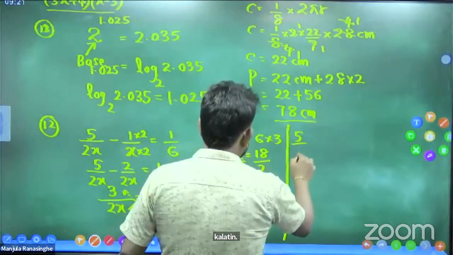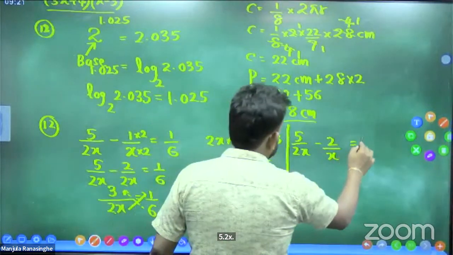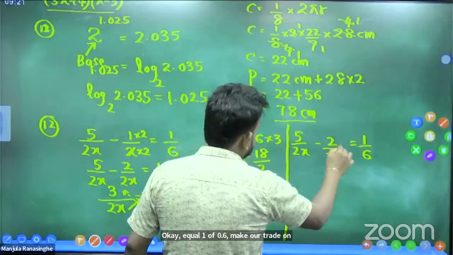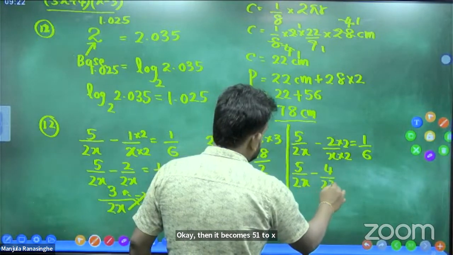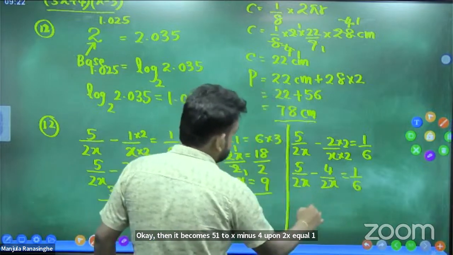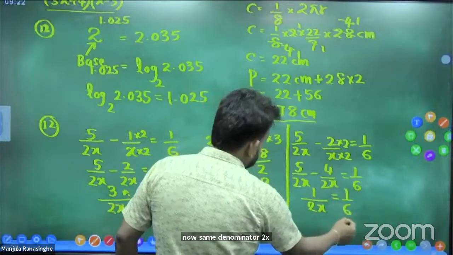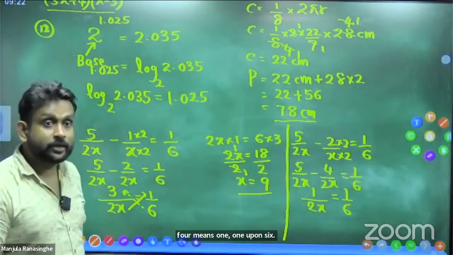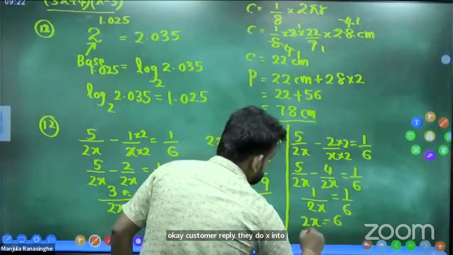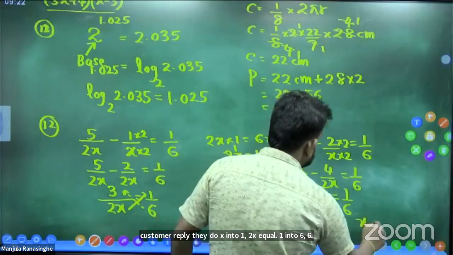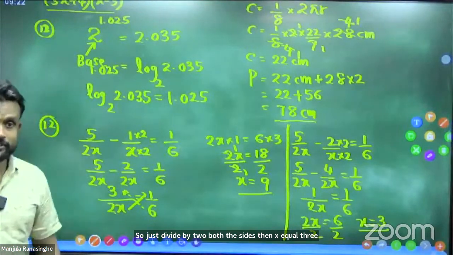The equation is 5 upon 2x minus 2 upon x equals 1 upon 6. Make the balance: multiply 2 upon x by 2, then it becomes 5 upon 2x minus 4 upon 2x equals 1 upon 6. Now the same denominator 2x, subtract 5 minus 4 means 1, so 1 upon 2x equals 1 upon 6. Now cross multiply: 2x into 1, 2x equals 1 into 6, 6. Just divide by 2 on both sides, then x equals 3. Same methods. So the answer for this question is x equals 3.